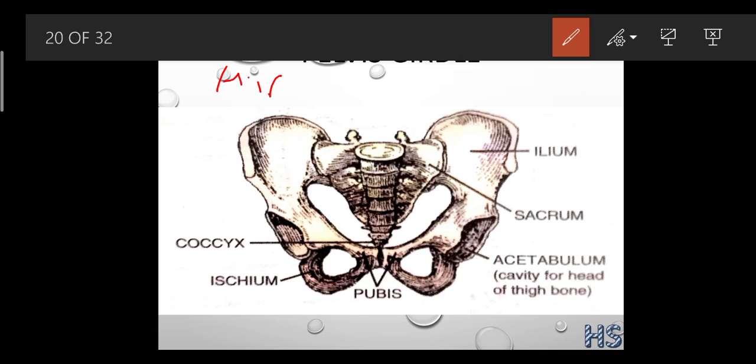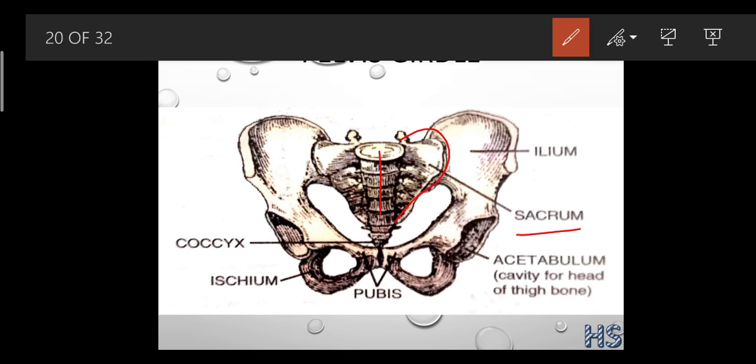So they have been divided into each hip bone. On each side, they have been divided into two parts like this. Each part consists of three bones: the ilium, which is a blade-like structure we can see here, and the sacrum, which is the tailbone.